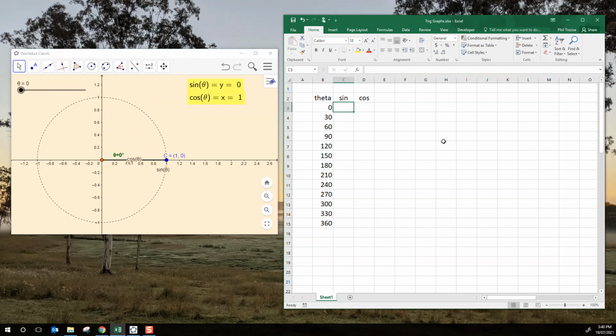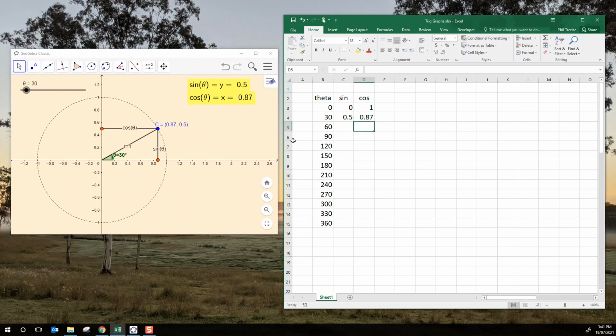So at 0 degrees, I can see the sine is the y-coordinate, that's a 0. The cosine is the x-coordinate, that's a 1. Now I'll move by 30 degrees, and I have now a y-coordinate, the sine 0.5, and the x-coordinate 0.87.